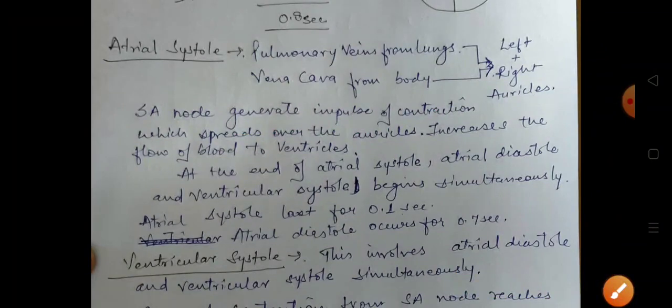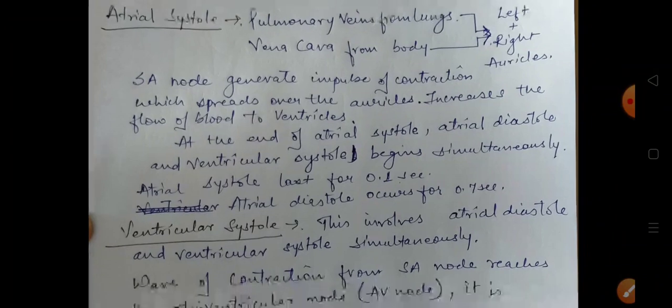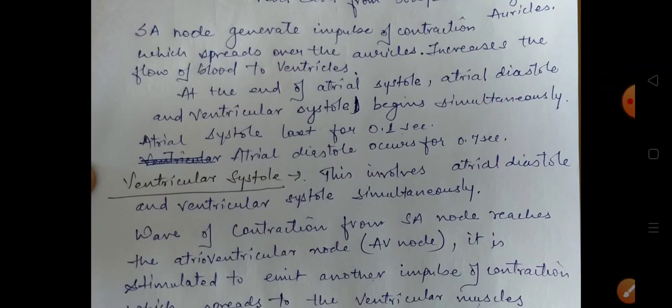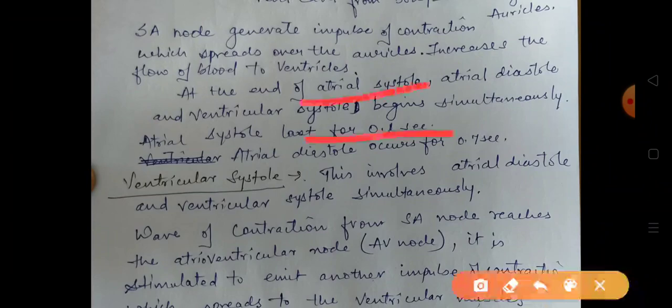When the auricles contract, the blood flows from the auricles into the ventricles through the opening of the valves, and these valves are tricuspid valves and bicuspid valves. Tricuspid valves are present on the right part of the heart, and bicuspid valves or mitral valves are present on the left part of the heart. So the blood is received in the ventricles due to the contraction of the auricles, and the contraction of the auricles lasts for 0.1 seconds.